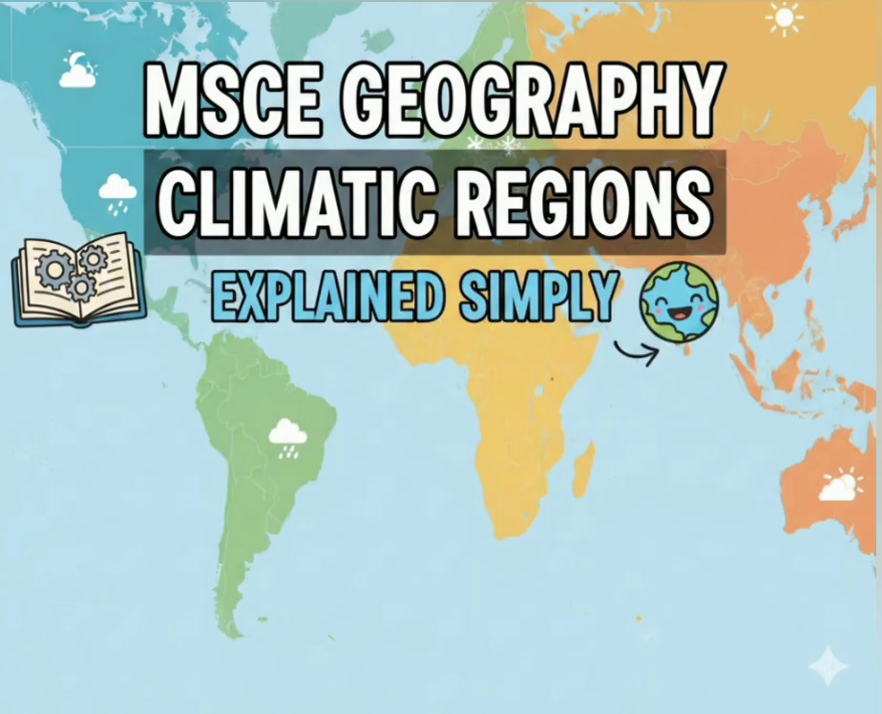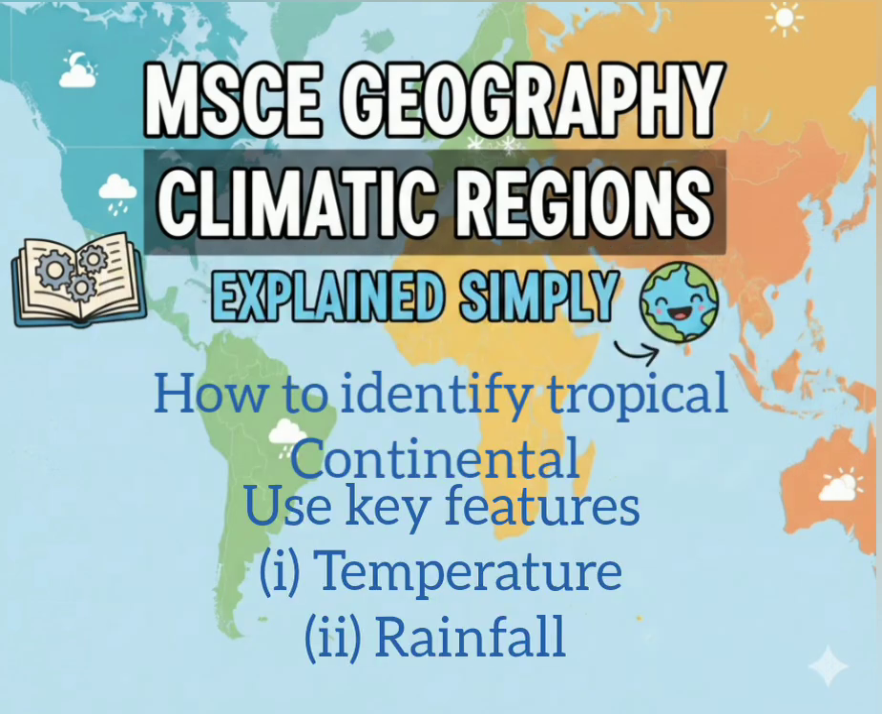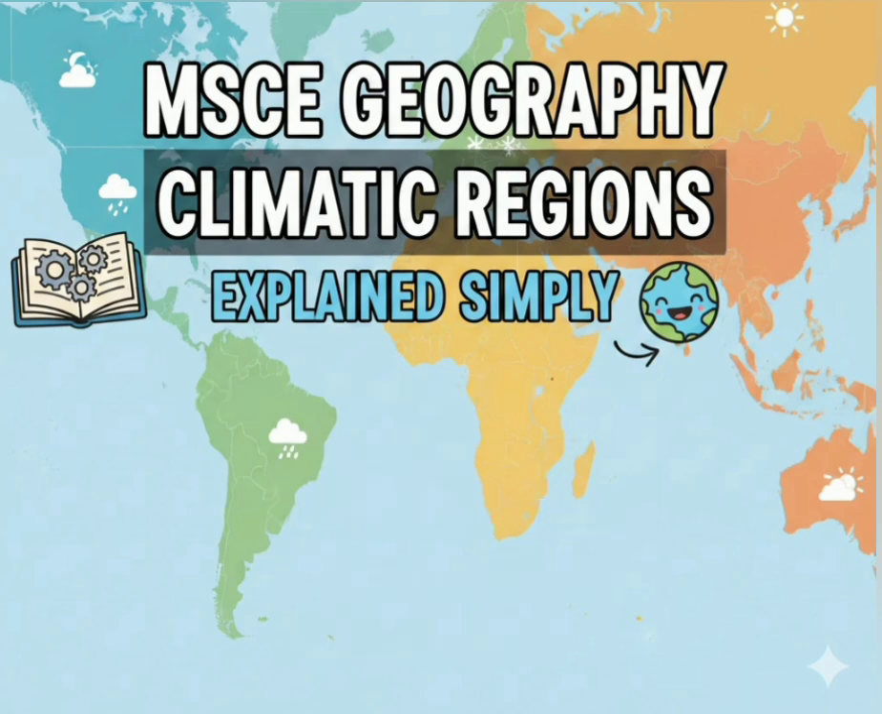So how do we identify a tropical continental table? When you see a table with temperature which most times is not less than 18, and it has rainfall of about 500 to 1,500 mm, and finally it has some gaps in the winter, with zero or little rainfall in winter, then that one is tropical continental.